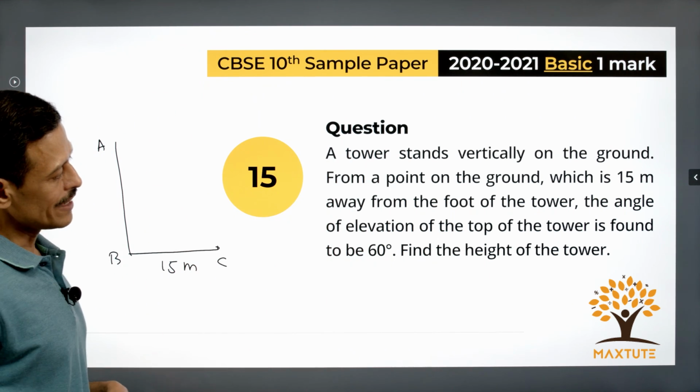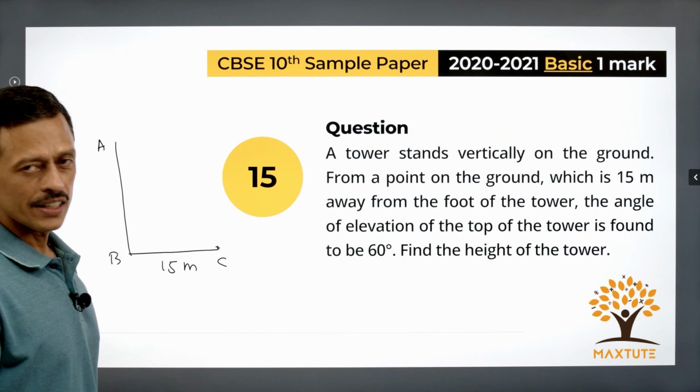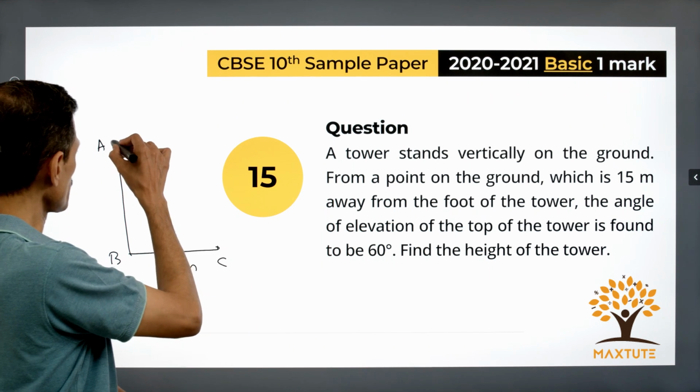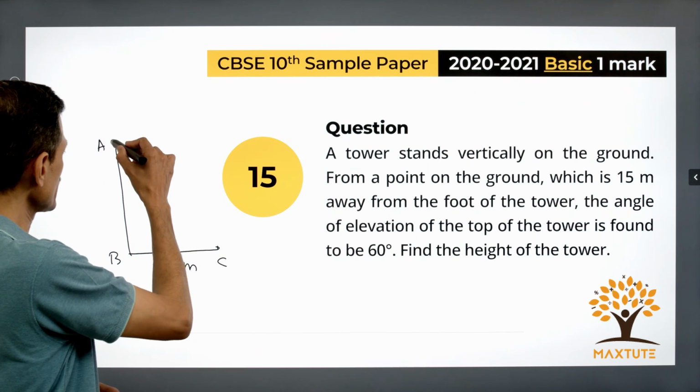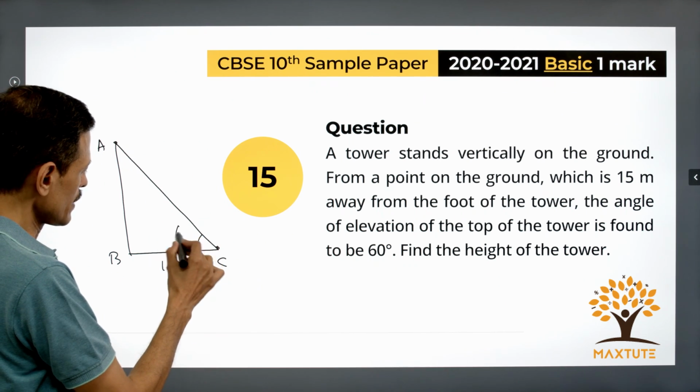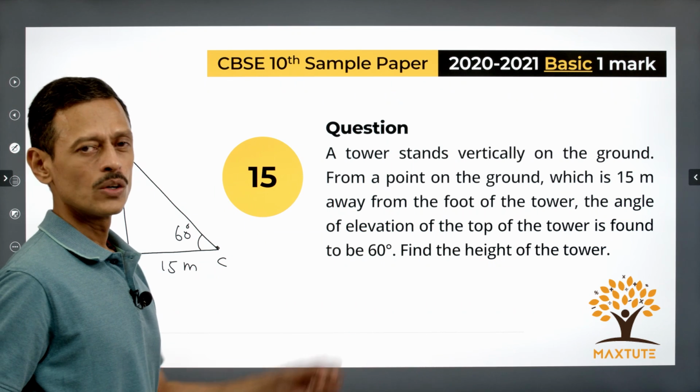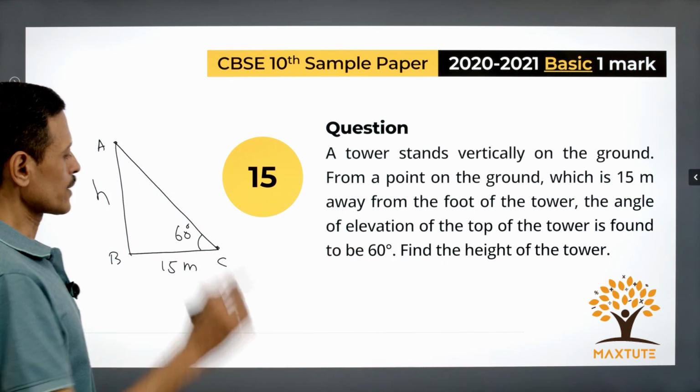The angle of elevation to the top of the tower is found to be 60 degrees. The top of the tower is A. From this point, which is 15 meters away from the foot, we are looking at the top of the tower. This angle of elevation is equal to 60 degrees. What we need to find out is the height of the tower, right?